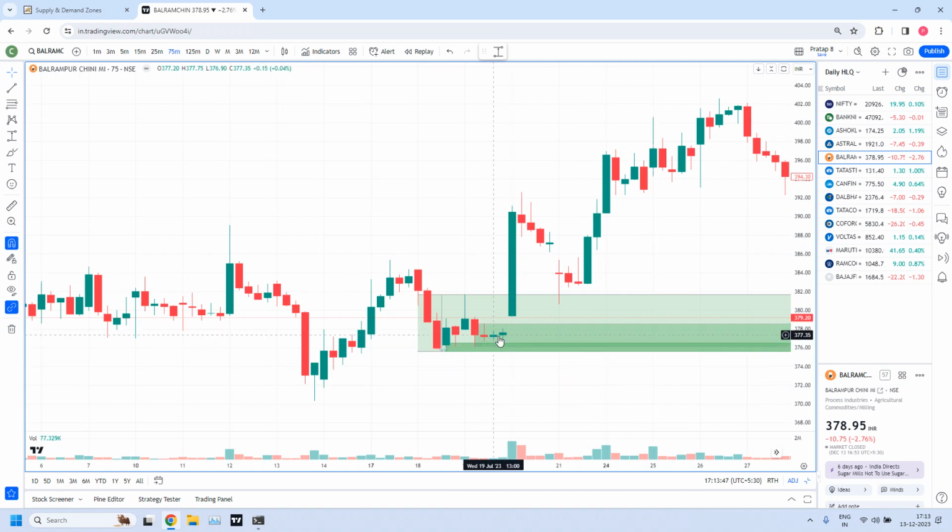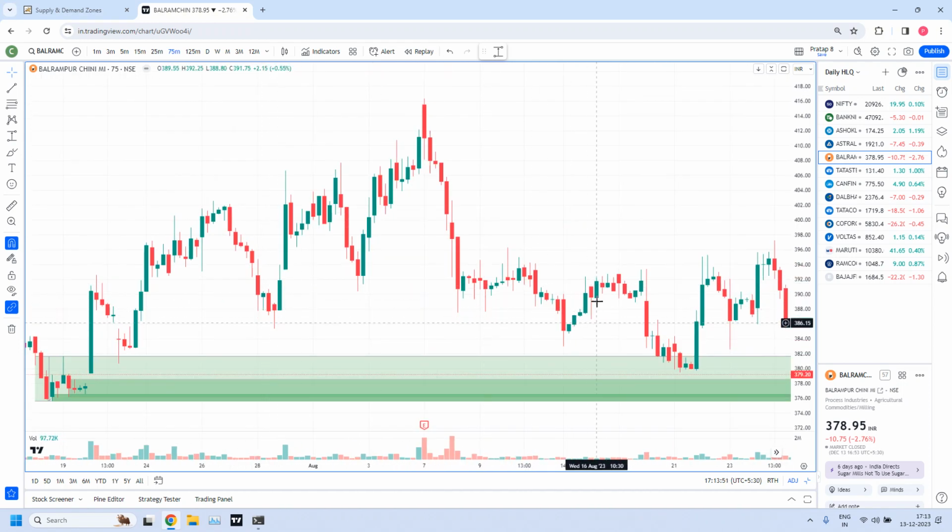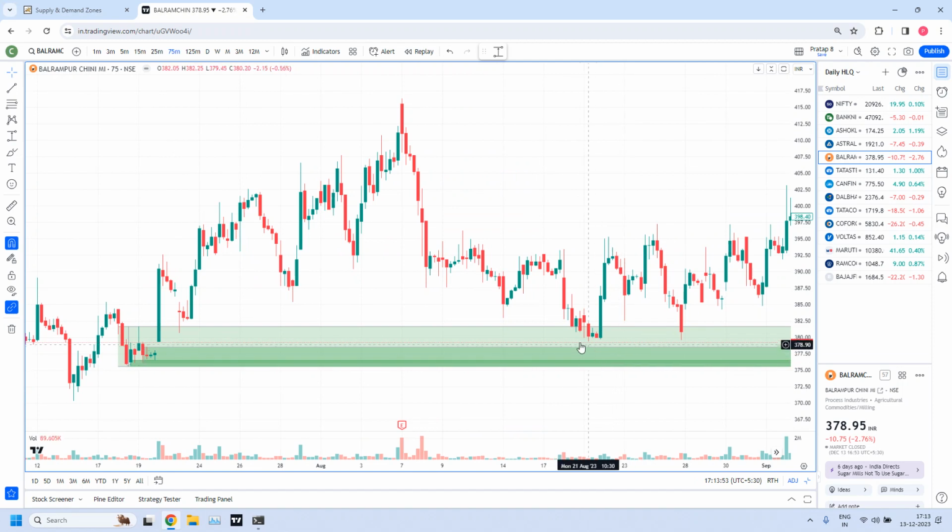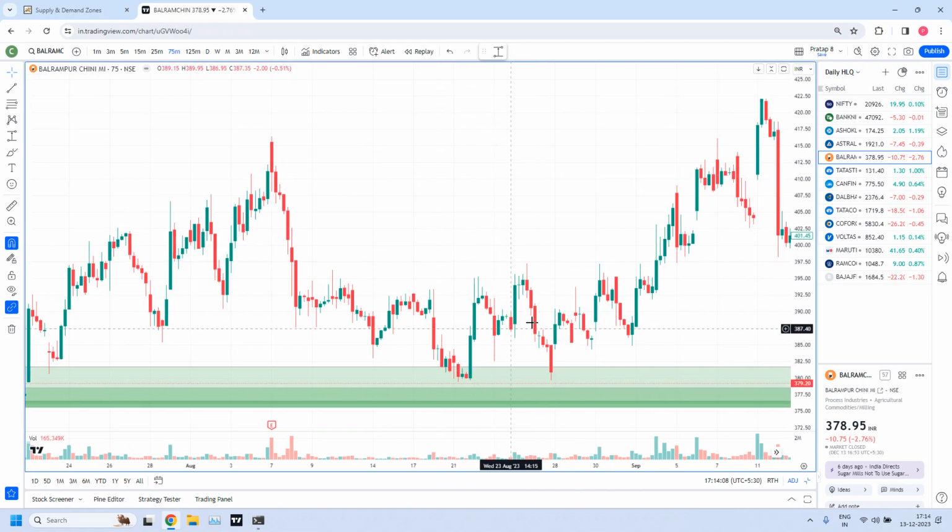But here, it is not already tested. This is the first time prices are entering into this zone. Previously, prices were near and there was a rejection. Why was there a rejection? Because in this professional gap area, institutional pending orders are there. So prices entered that gap area and then moved up. That way they have given a couple of opportunities.